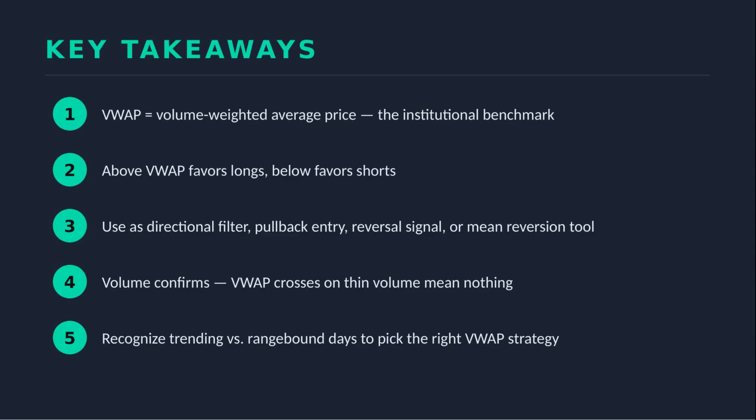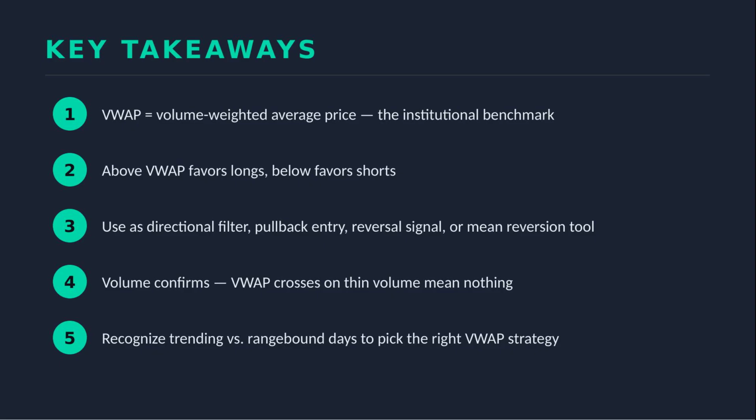And remember, VWAP is flat or gently sloping on choppy days and has a clear slope on trending days. Recognizing which type of day you're in helps you choose the right VWAP strategy. Pullbacks work on trending days. Mean reversion works on range-bound days.